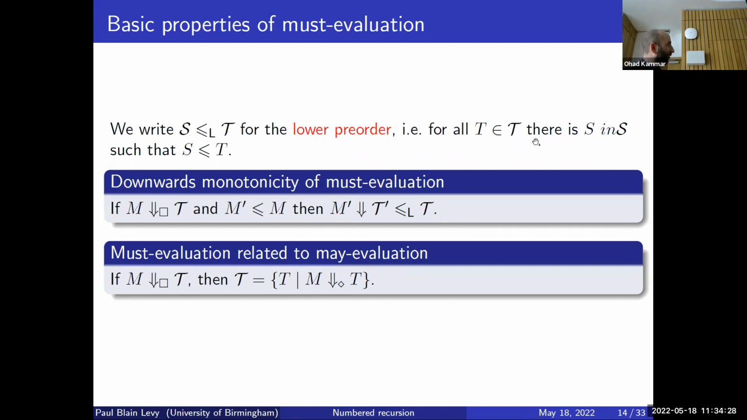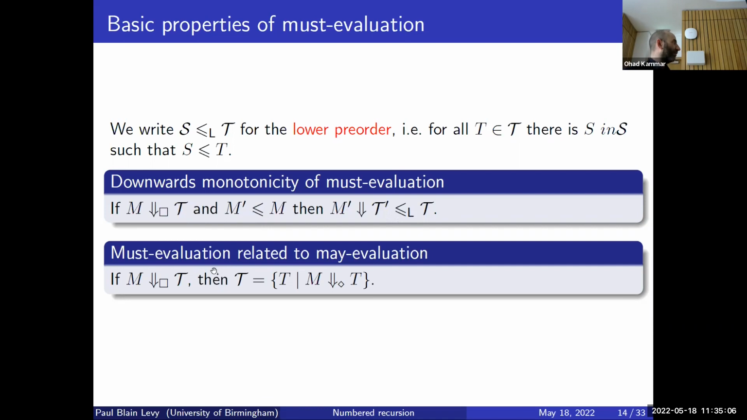Right, I think it should say for any S in big S, there's a T in big T such that S is less or equal to T. Yeah, it has to be, because the empty thing should be lower in everything. Right. Okay. So now, what about the must evaluation? We have downwards monotonicity. So if the bigger thing evaluates, then a smaller thing is going to evaluate to something which is below it in the lower ordering.